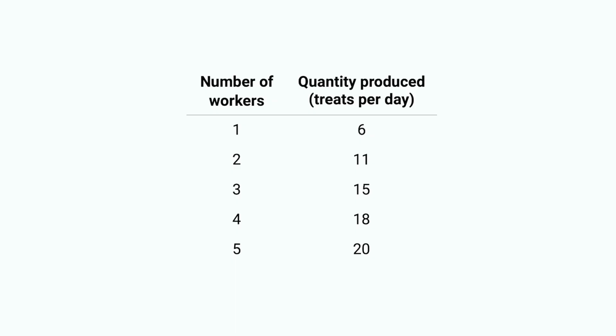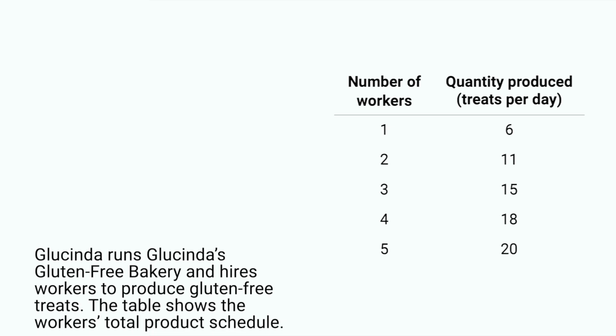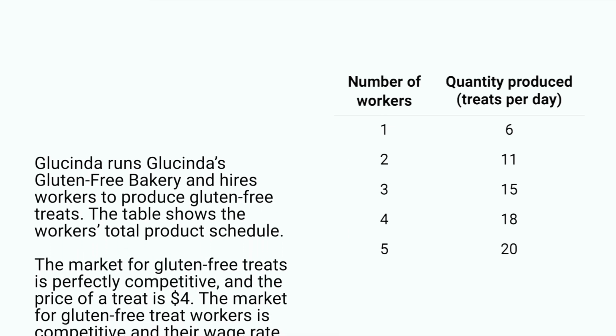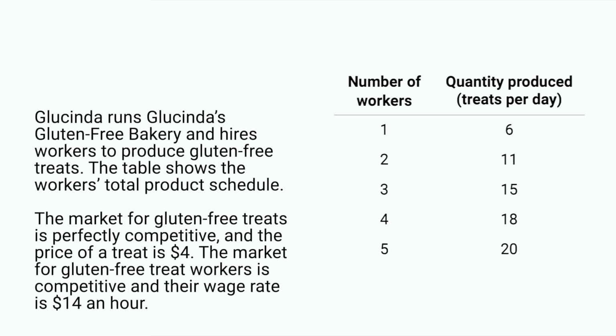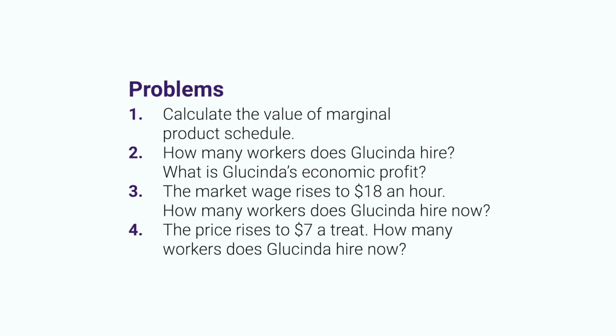Use the following data to work problems 1 through 4. Glucinda's gluten-free bakery hires workers to produce gluten-free treats. The table shows the workers' total product schedule, which you can read on your screen. We're also told that the market for gluten-free treats is perfectly competitive, and that the price of a treat is $4. The market for gluten-free treat workers is competitive, and their wage rate is $14 an hour. In this video, we'll go through the 4 problems you see on your screen.